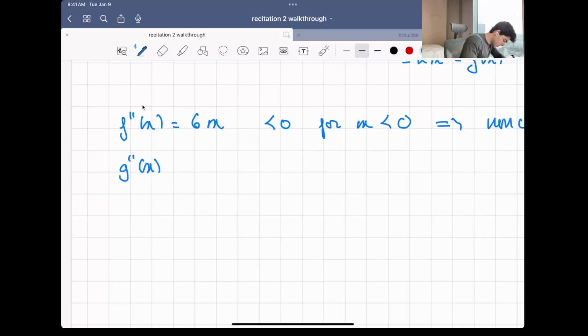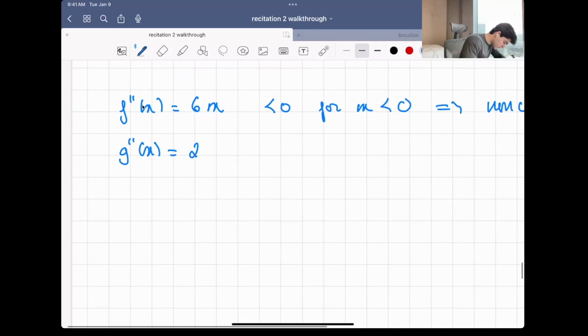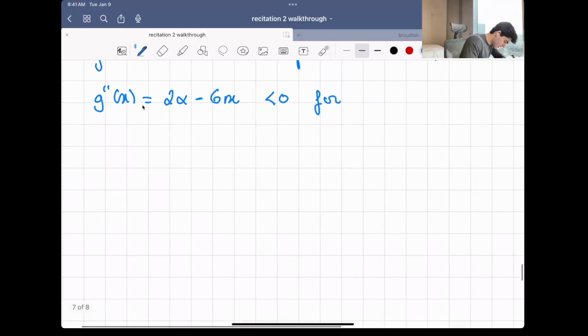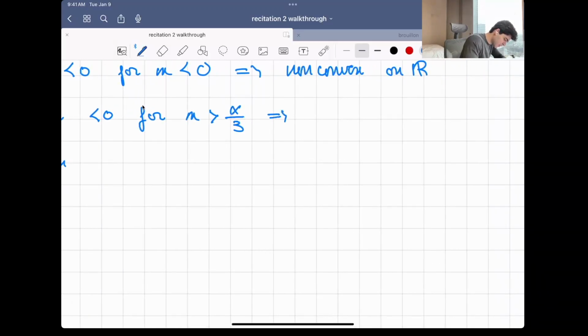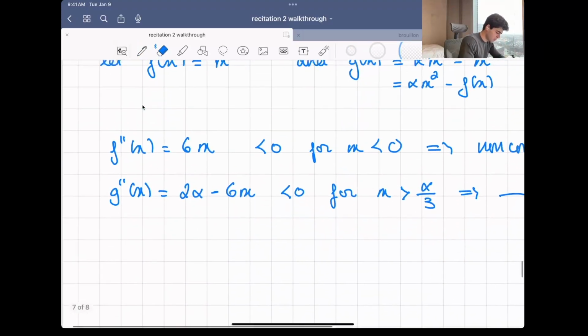The second derivative of g is 2 alpha minus 6x, which is smaller than 0 for x bigger than 2 alpha over 6, which is alpha over 3, hence non-convex on R. Okay, now we established that our two functions are not convex.